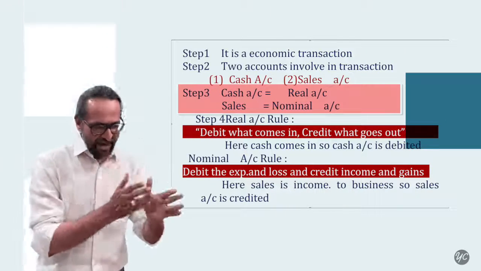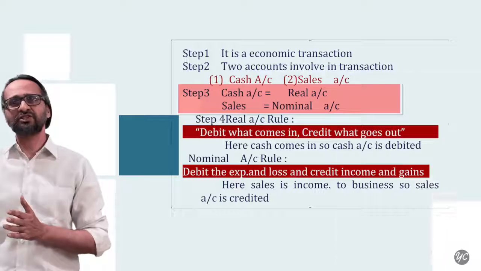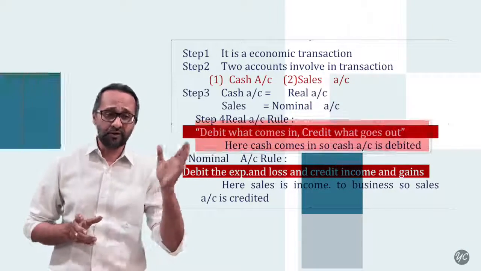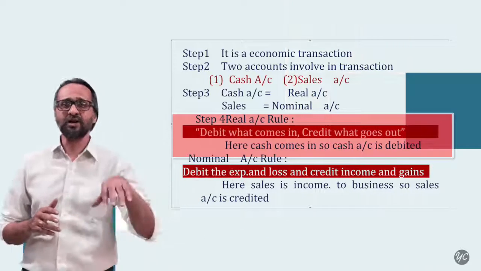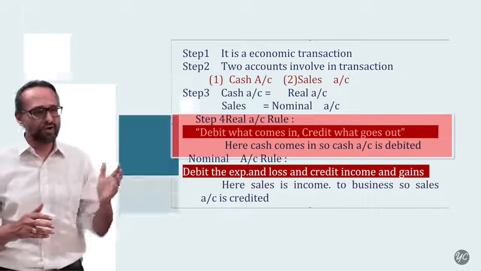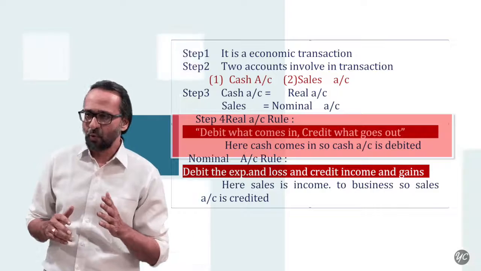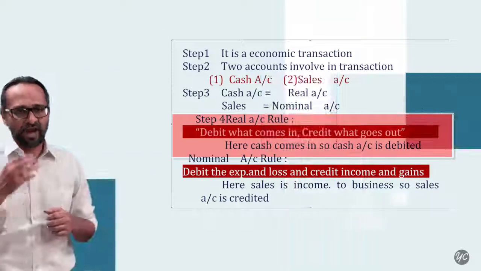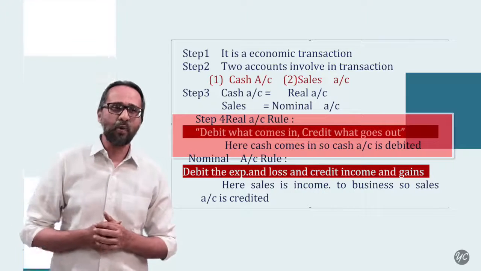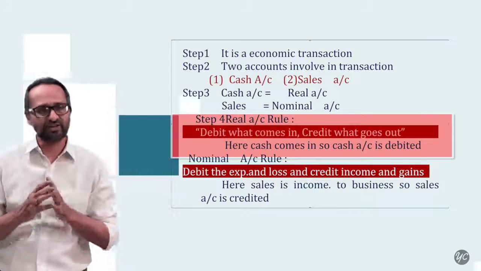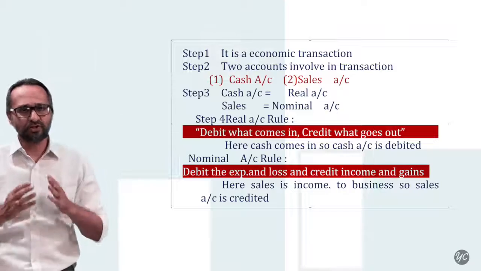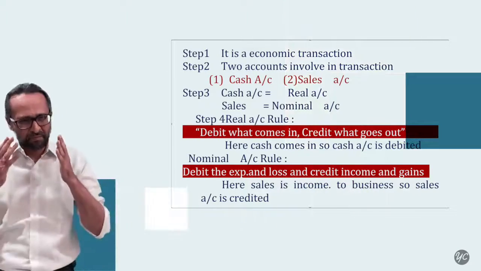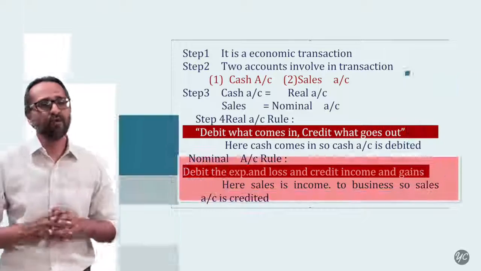So cash is a real account and sales is a nominal account. Now what is the rule for real account? Debit what comes in, credit what goes out. So here cash comes in when we make a sale, so cash account is debited. Sales is an income for us, so whatever income in the business must be credited as per the rule of nominal account.